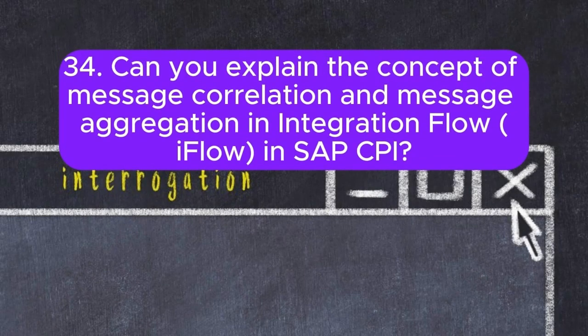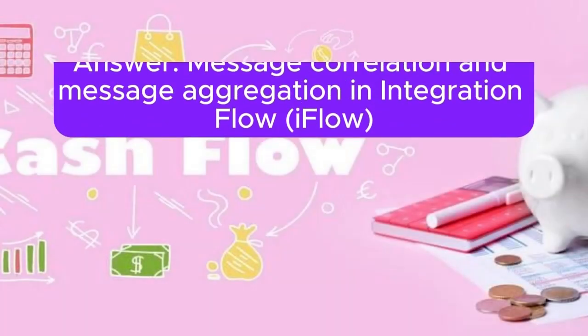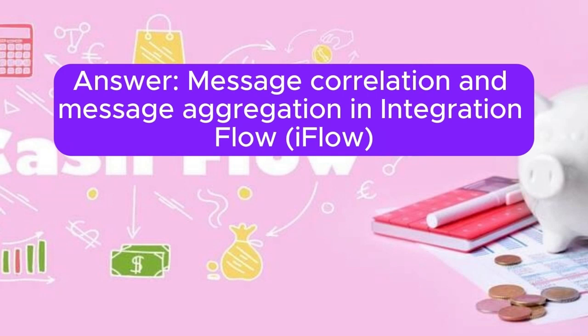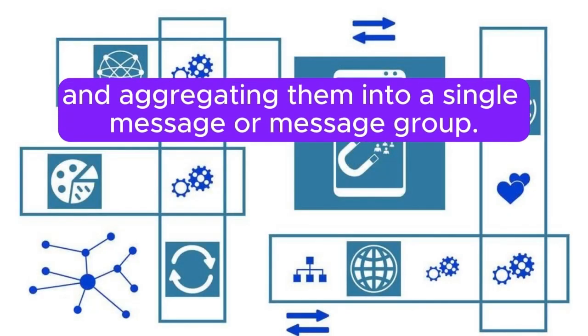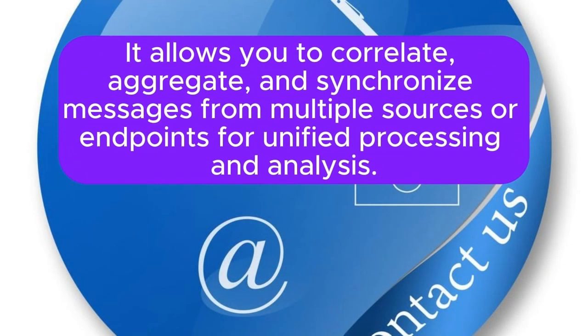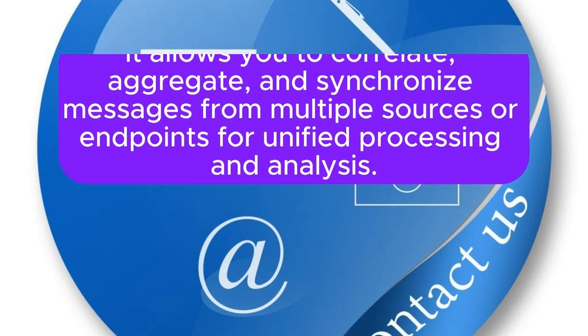34. Can you explain the concept of message correlation and message aggregation in integration flow iFlow in SAP CPI? Answer. Message correlation and message aggregation in iFlow in SAP CPI involve associating related messages or message parts based on common attributes or identifiers, and aggregating them into a single message or message group. It allows you to correlate, aggregate, and synchronize messages from multiple sources or endpoints for unified processing and analysis.